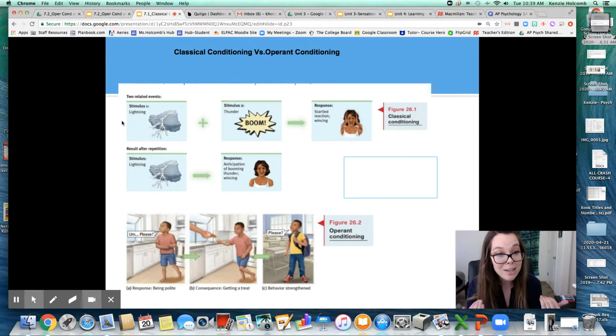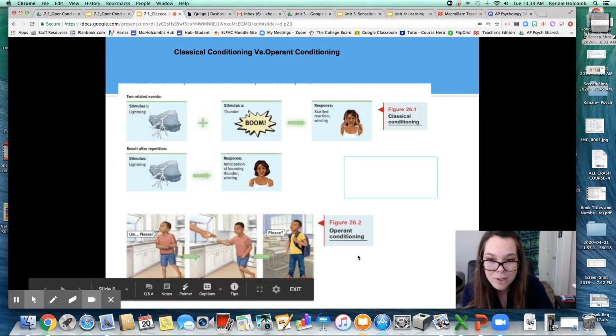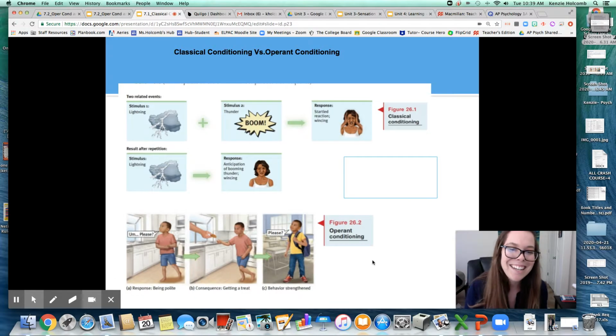And then operant conditioning, which is in our lower little section right here. And of course, it has to involve a kid getting a cookie. First, we have the action or behavior, saying, "Please, can I have a cookie?" It says consequence, but you can also think of it as the response. The behavioral response is getting a treat. So your behavior is strengthened. If your kid comes up and says, "May I have a cookie?" and they get one, you bet your butt they're going to do that more often, right?